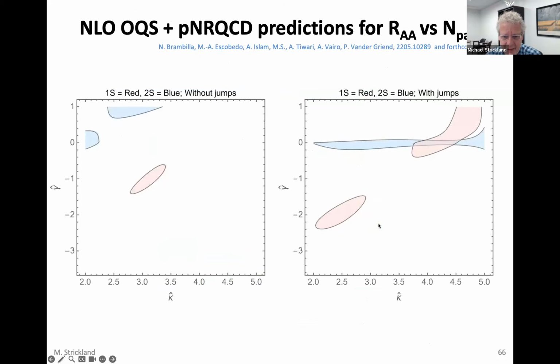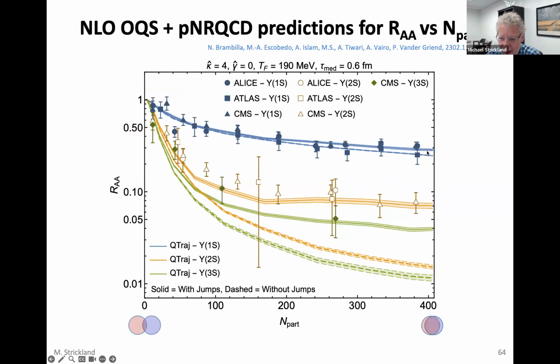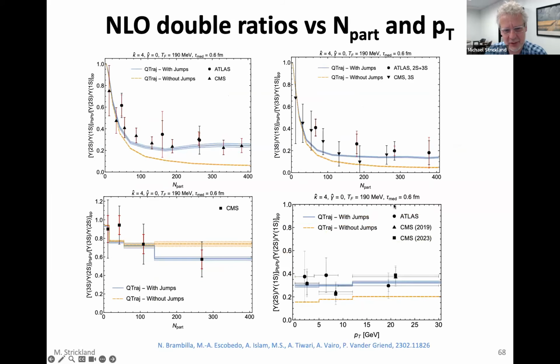Another thing that experimentalists measure in this area is the ratio, what they call the double ratio. Essentially, it's the amount of 1s suppression relative to 2s, or 2s relative to 1s, and 3s relative to 1s, or 3s relative to 2s. The reason they like to do that is it cancels some experimental uncertainties related to their acceptances. So they also report these double ratios. And here, once again, no jumps, jumps, no jumps, jumps, no jumps, jumps, no jumps, jumps.